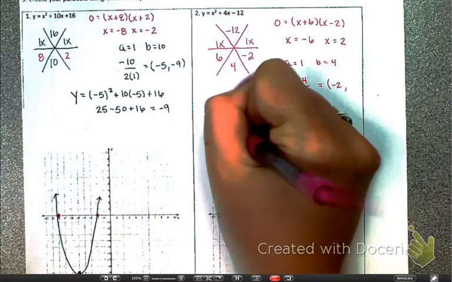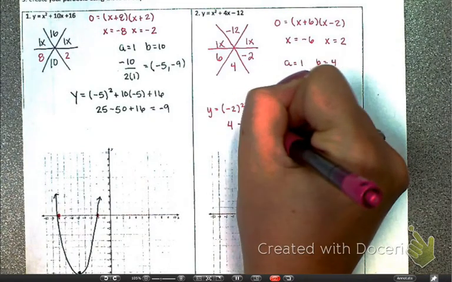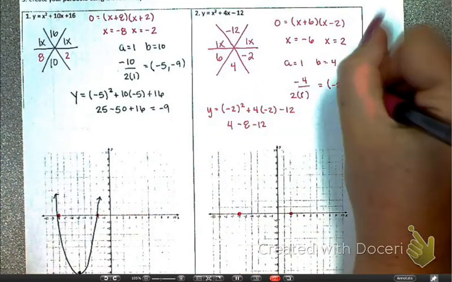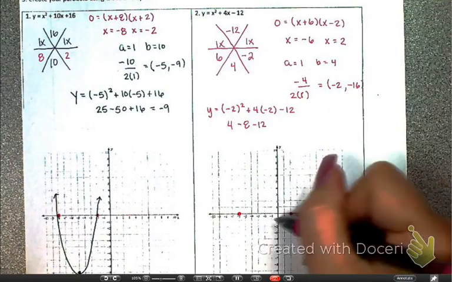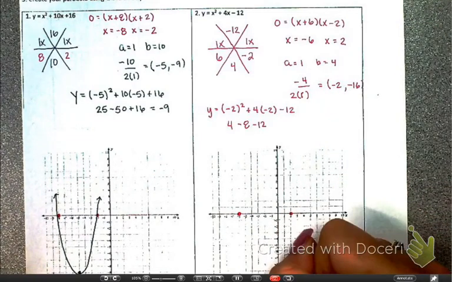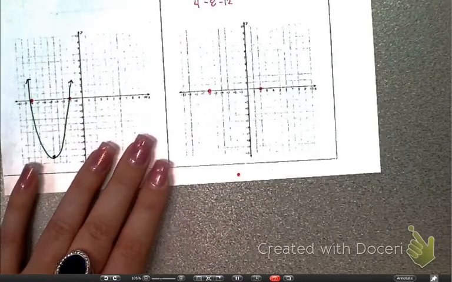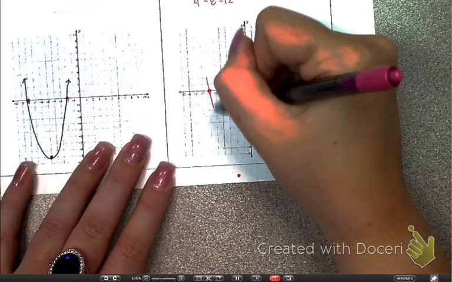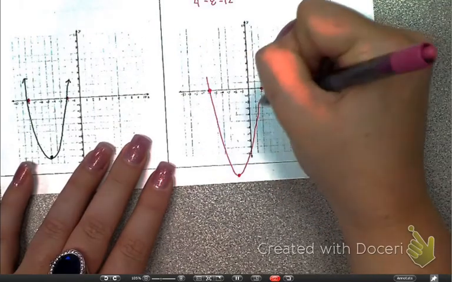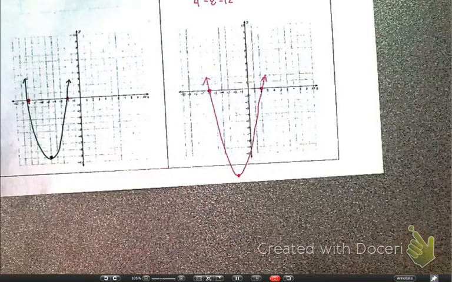So I have 4 minus 8 minus 12, which gives me negative 16. It's not on my graph, so I'm just going to put a point down here because I know it's down here somewhere. You can't see that. Connect those points. So that's what you're doing for your homework.